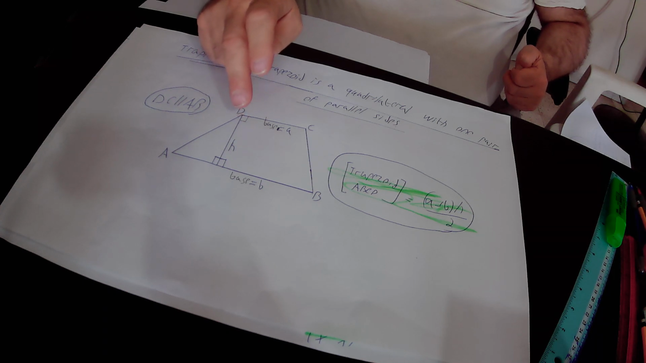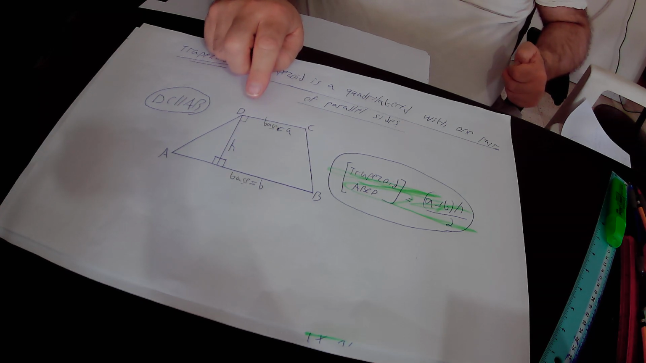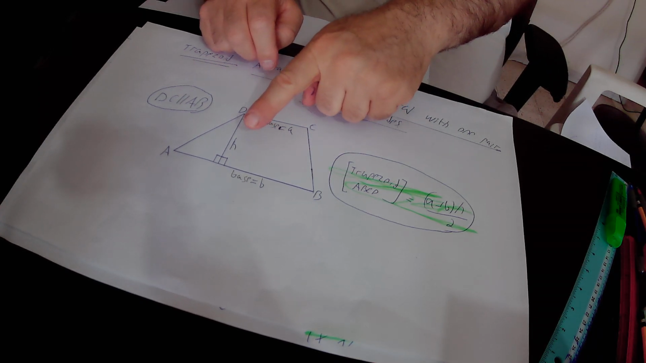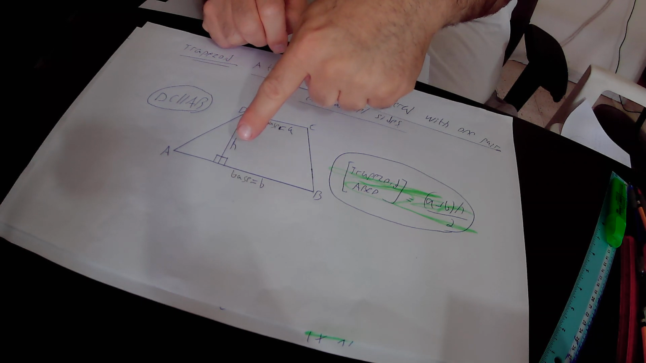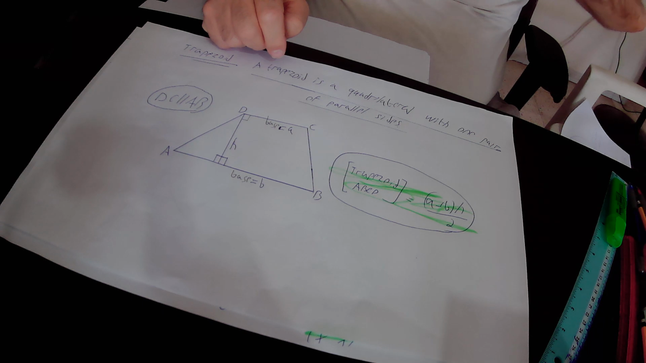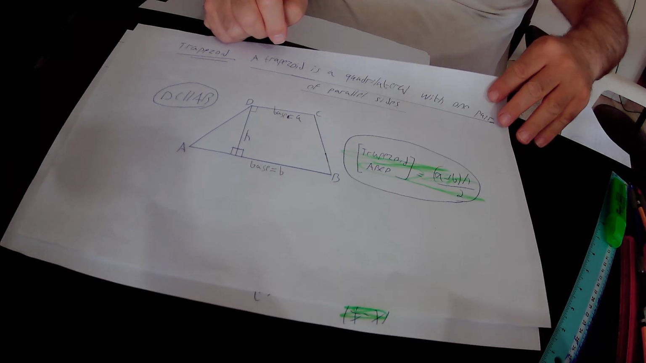The height must create 90 degrees with the two bases. Here the height H creates 90 degrees with the base DC, and it also creates 90 degrees with the other base AB. This angle equals 90 degrees and this angle equals 90 degrees. So in total, we found that the area of trapezoid ABCD equals the sum of its two bases, that is A plus B, times the height, that is H over 2.